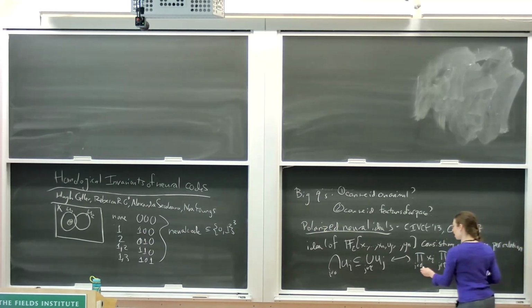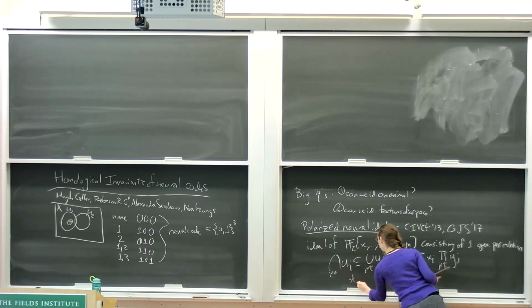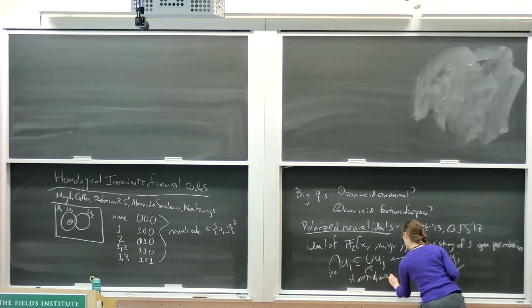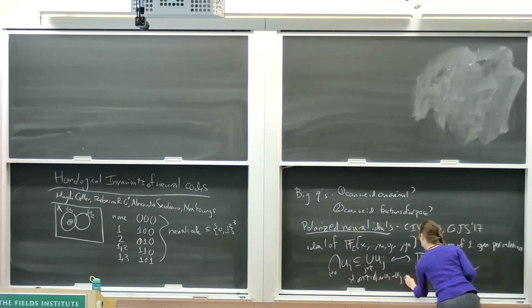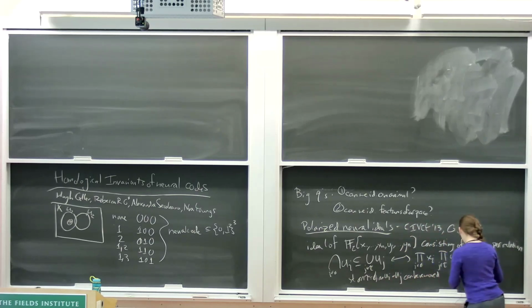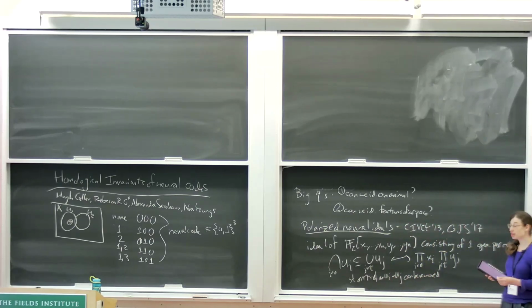And we also want to say such that sigma intersect tau is empty and no u i or u j can be removed. And if you add those assumptions, then this is unique. So any arrangement, any neural code corresponds uniquely to one of these ideals.